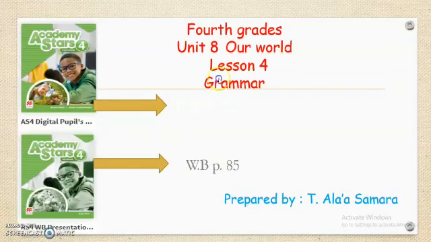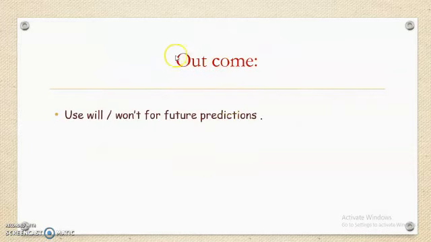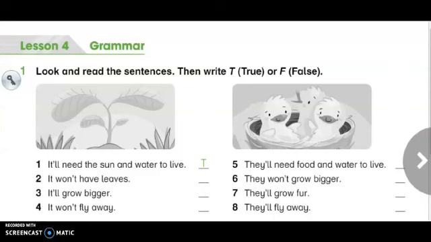Today's lesson is lesson 4 grammar, and you need to open your workbook page 85. And we have an outcome for today: use will and won't for future predictions. My students, open your workbook page 85.